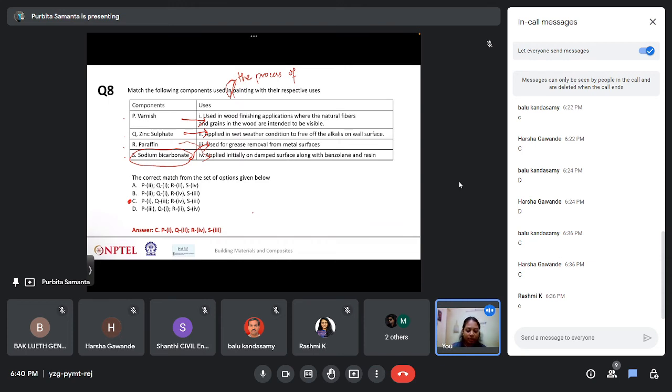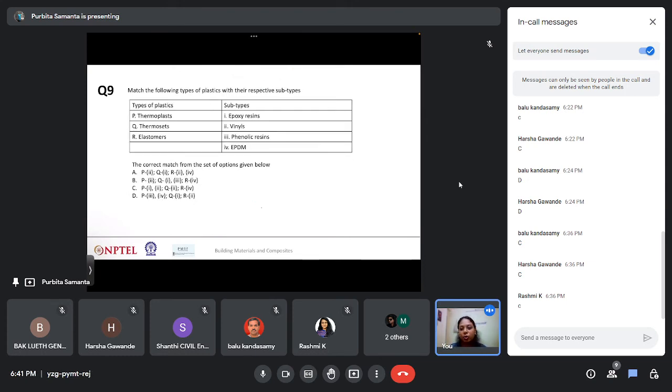Apart from this, we have also learned how we can paint on new wood surfaces and how we can paint on old wood surfaces. Then we need to clean off any presence of old paint when we are painting on wood surfaces. And greasy or oily surfaces need to be washed off with soapy water. So these are some of the ways that we apply paints.